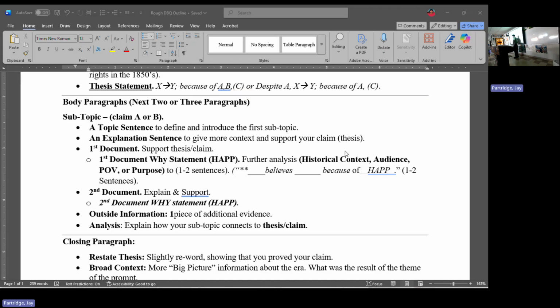And then you need the why statement for 2 of your 4 documents. For 2 of the 4. And that is further analysis. Basically you put down something like William Borah. Isn't that the first document? Yeah, William Borah believes this because of some kind of historical event. Who he's talking to, his point of view, or its purpose, where he's coming from. Where you're basically explaining why they wrote them, what their motivation was.